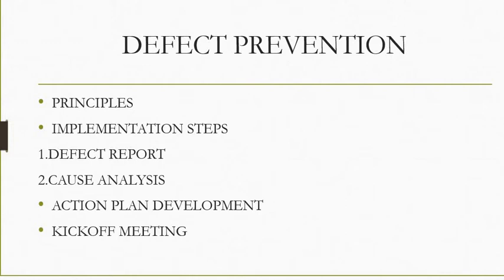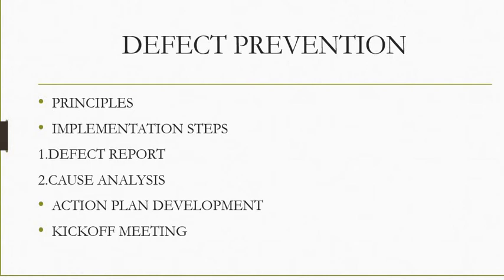Implementation steps. The different implementation steps of software defect prevention are: first, defect reporting; second, causal analysis meeting to identify the root cause of defects and suggest preventive actions; third, action team to implement the preventive actions; fourth, kick-off meetings to increase awareness of quality issues specific to each development stage; fifth, data collection and tracking of associated data. First, defect reporting.